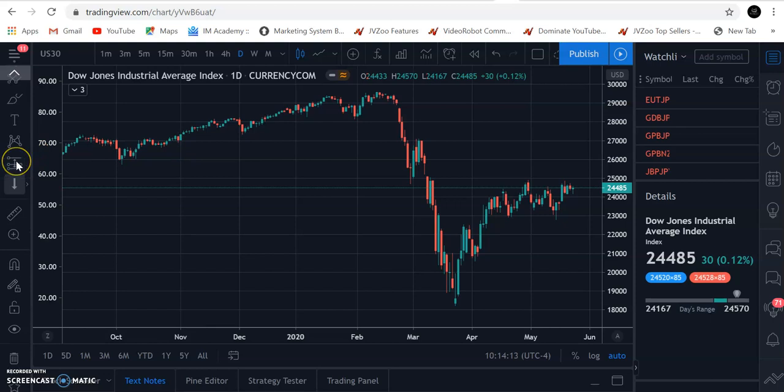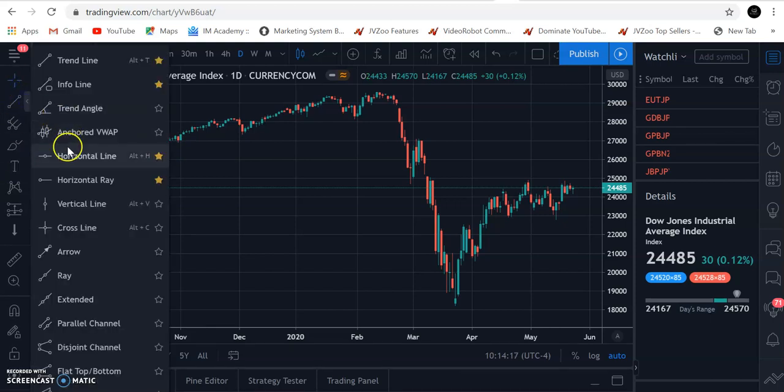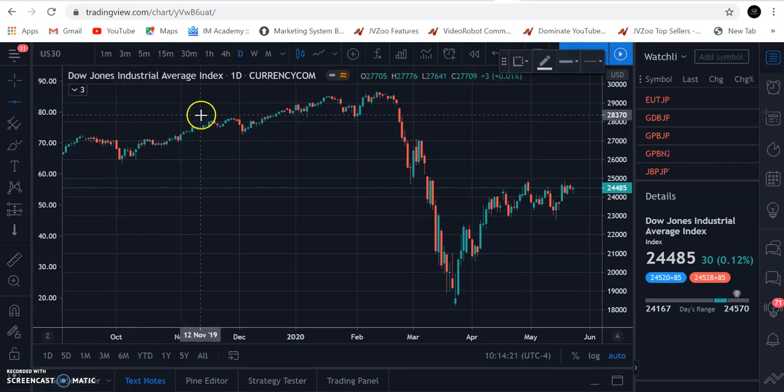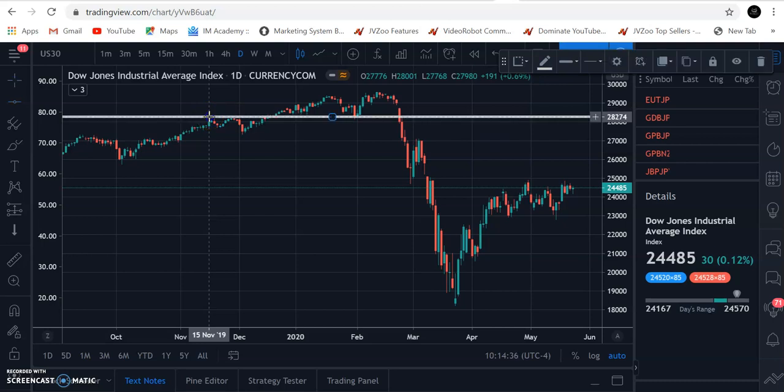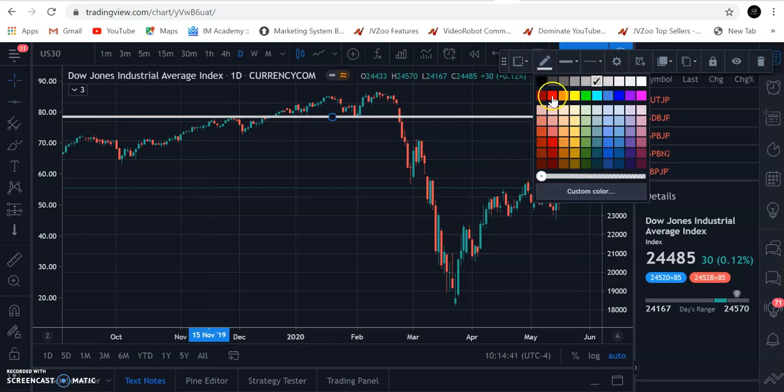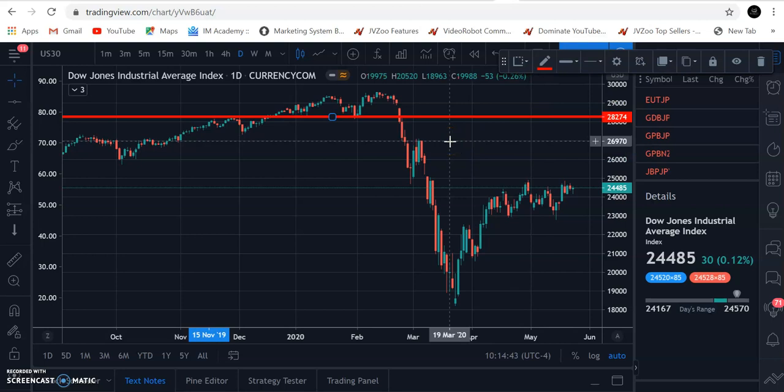So I would go here and I would get my horizontal line, and I would mark right underneath right here. I wouldn't do all of it, even though this is the highest, 29,579, but I would do the highest right here just to be on the safe side. So I would mark right here. That's my highest. So that tells me I need to sell. At the highest, you sell.